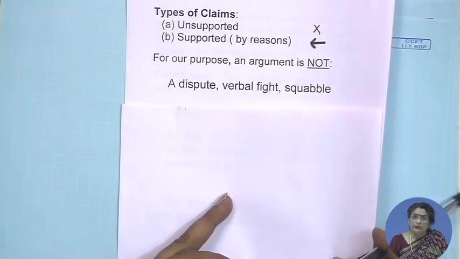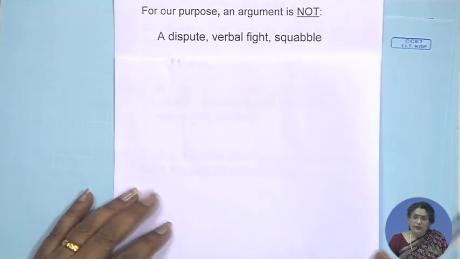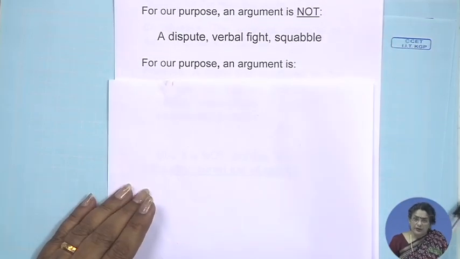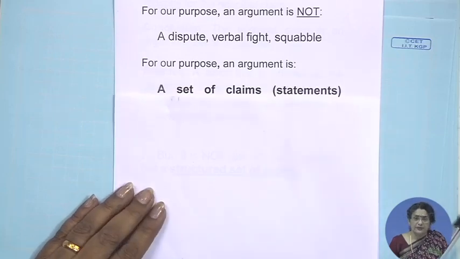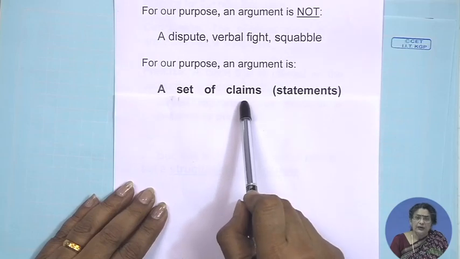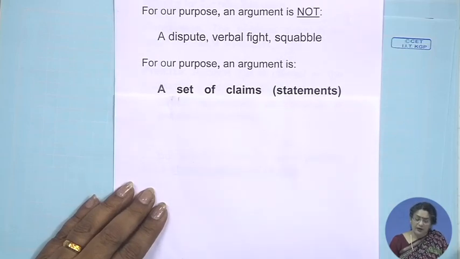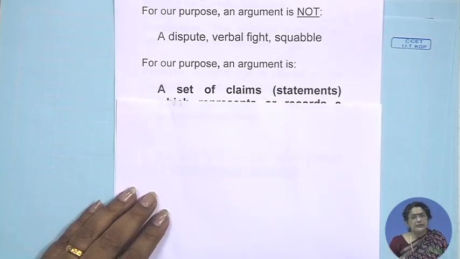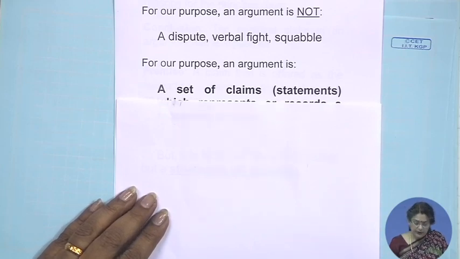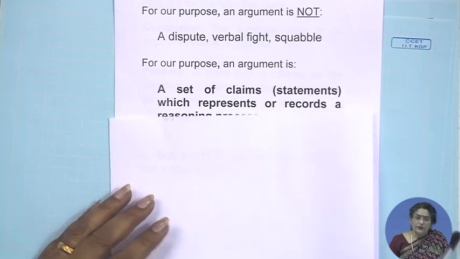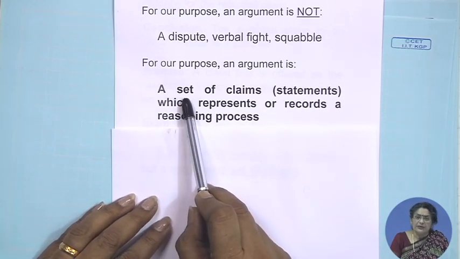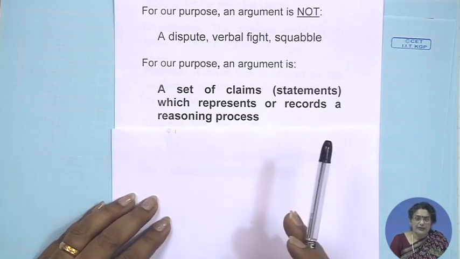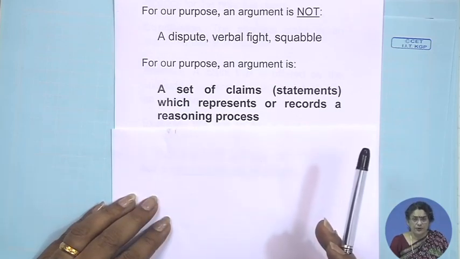Then how shall we understand argument? In logic, we are going to understand it first of all as a set of claims. Remember, I have already told you what claims are. Arguments are a set of claims. That is the first point. Then I will further qualify that: the set of claims represents some sort of reasoning process.